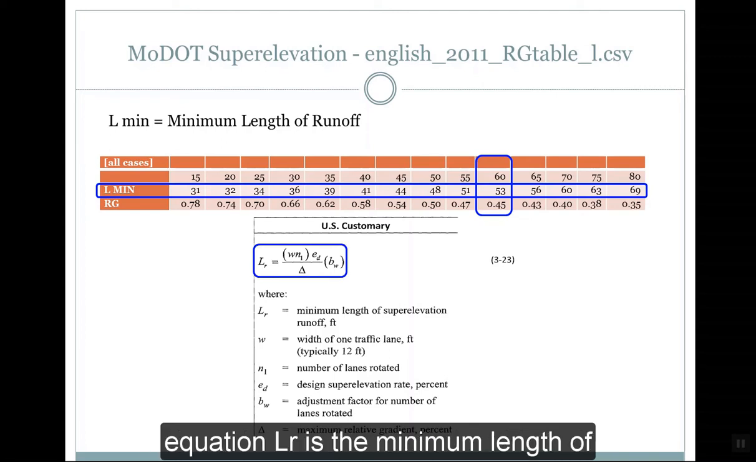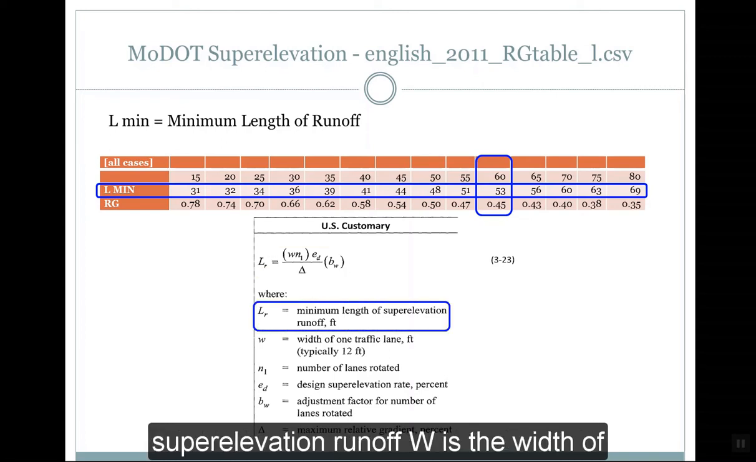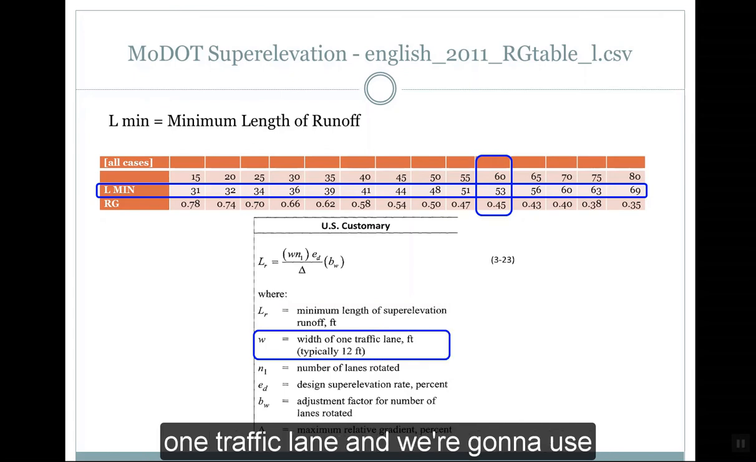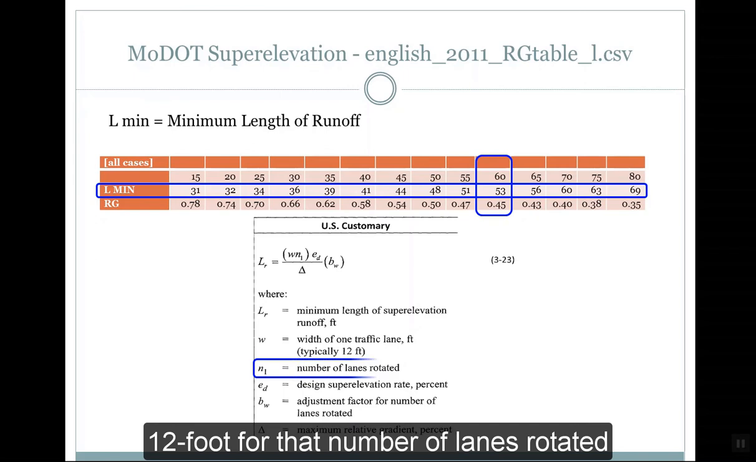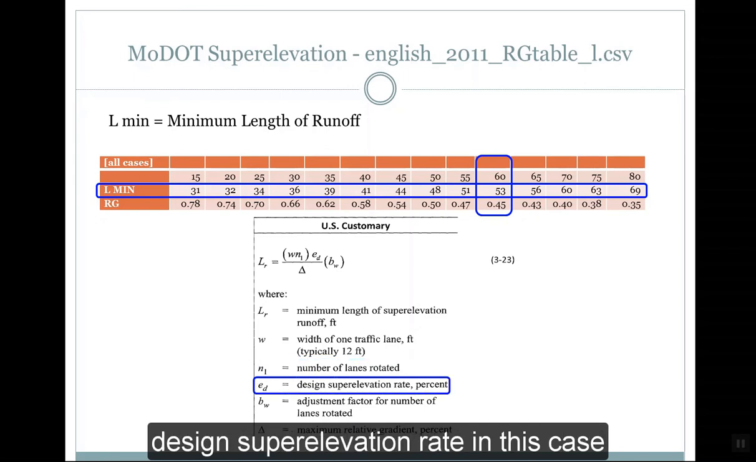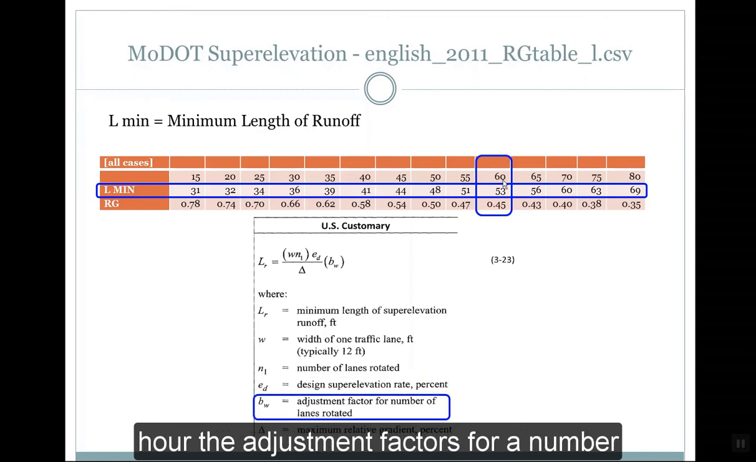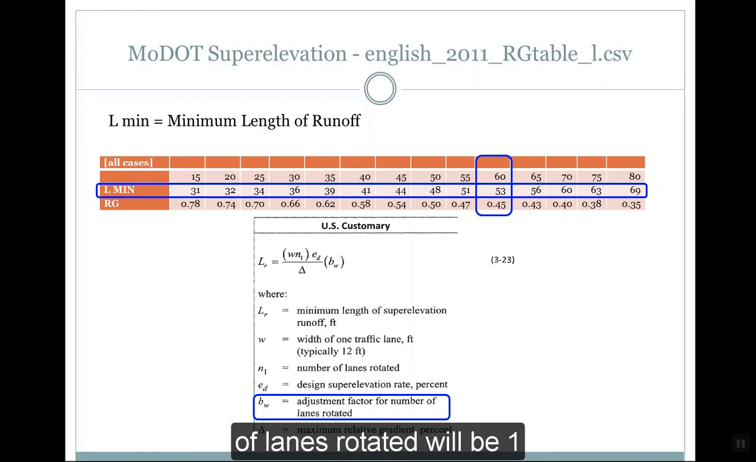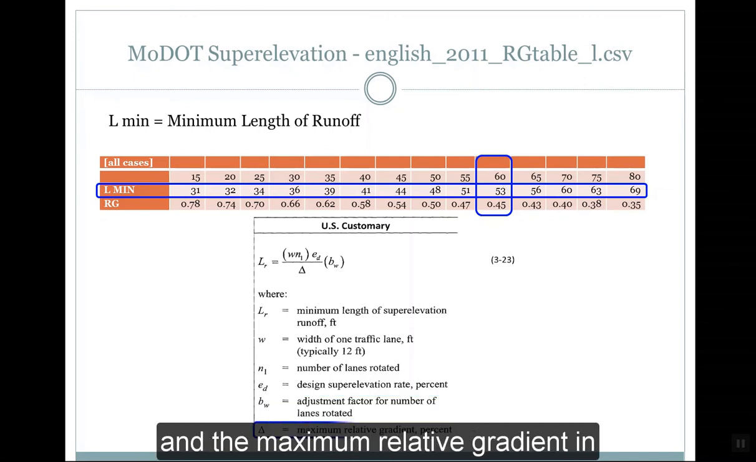This is the equation. LR is the minimum length of superelevation runoff. W is the width of one traffic lane, and we're going to use 12 foot for that. Number of lanes rotated, we'll use 1 for that as well. The design superelevation rate, in this case, we will use the design for 60 miles per hour. The adjustment factor for number of lanes rotated will be 1, and the maximum relative gradient in percent.